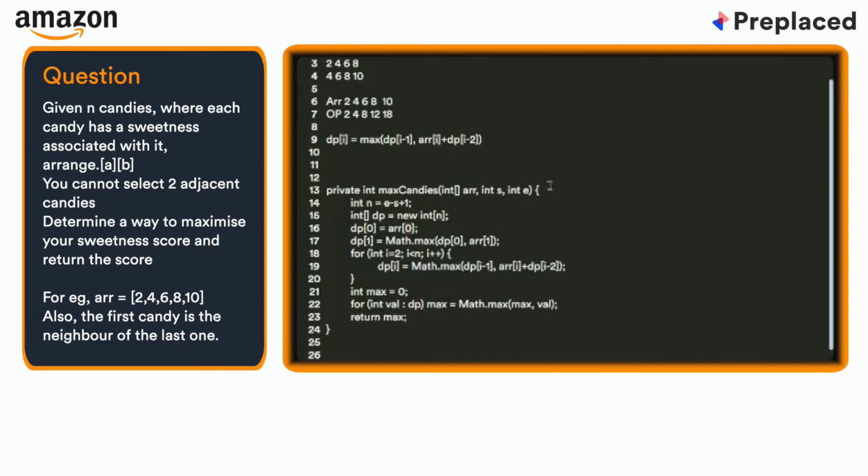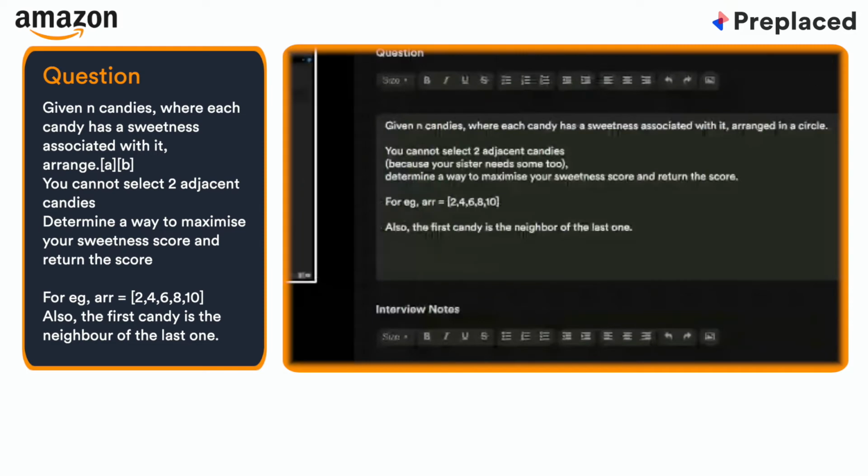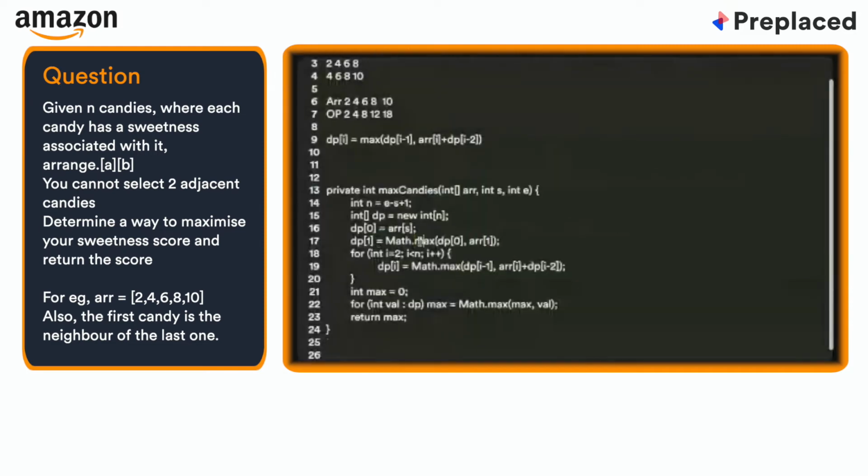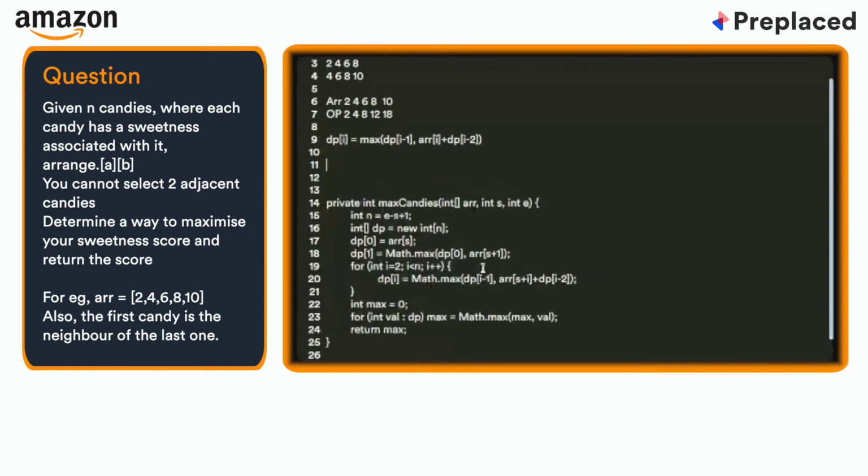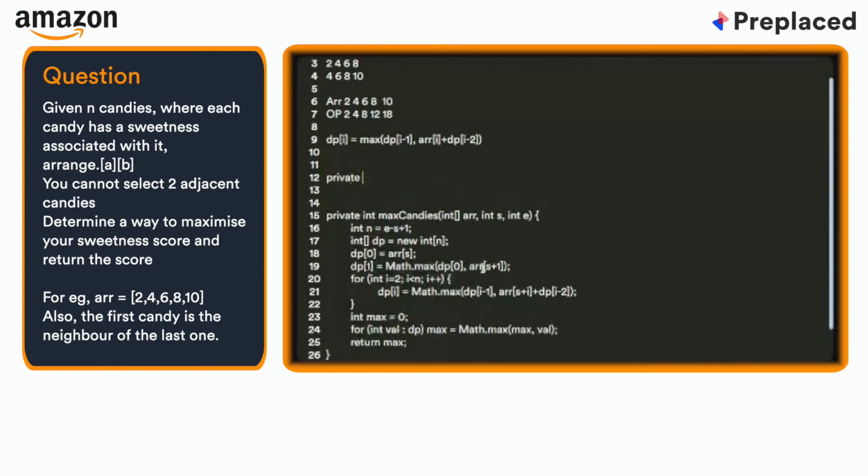Dp at index 0 will be array at index start. Dp at index 1 will be maximum of dp at index 0 or array at index start plus 1. For index i, it will be array index start plus i, and the rest will be the same. And now I'll be having another function, get max.